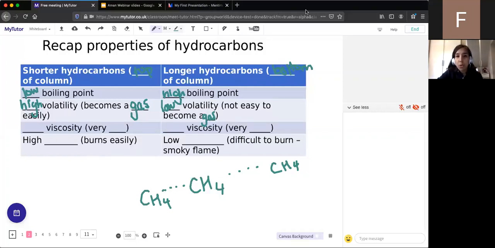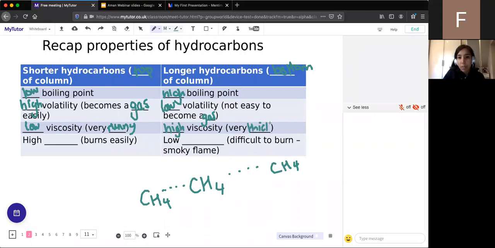So what do you think about shorter hydrocarbons? Are they thick or are they runny? What do we think? Yeah, they're runny. So that means what then? Do they have a low or a high viscosity? Low viscosity, exactly. So that's why I try to think of viscosity as kind of being how thick they are. It is about how easily they flow. But if you think about how thick they are, then it makes sense that low viscosity means that they're very runny. And then conversely, the longer hydrocarbons will have a high viscosity and they tend to be very thick.